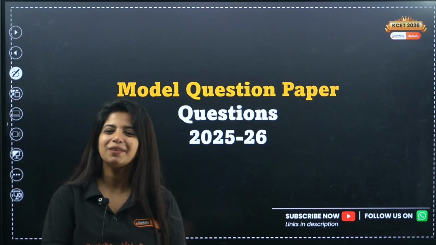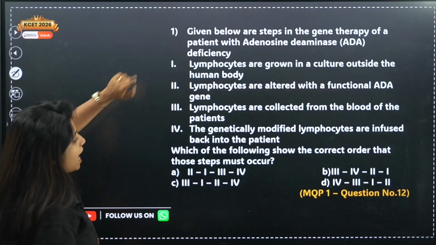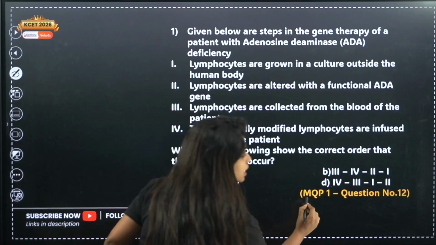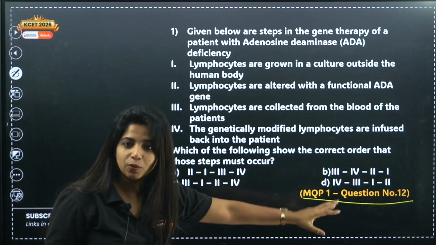So let's go ahead with the model question paper question. This is for the year 2025-26. I've shown you the question and here is the question number. This is from model question paper 1. Question number 12 we are covering.